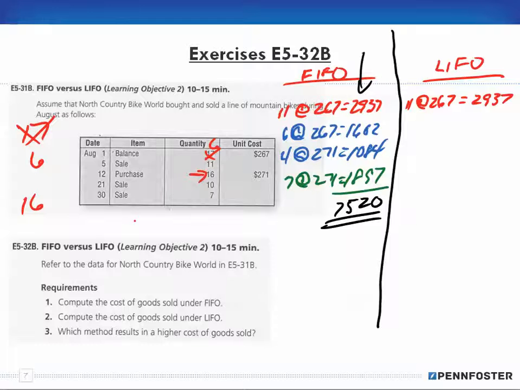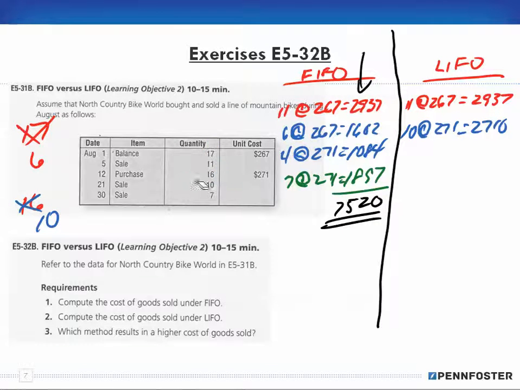Now we're going to add in 16 more, right? And now we're going to make a sale of 10 more. Well, those 10 more, where do they come from, right? Well, being LIFO, the last ones in are the first ones out. Well, which one are the last ones in? Well, the last ones in are these 16. Okay, so we take 10 out of the 16, and they're valued at 271. So that's 2710 that have come out.